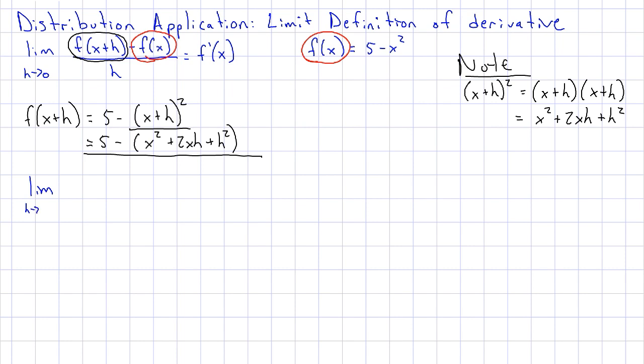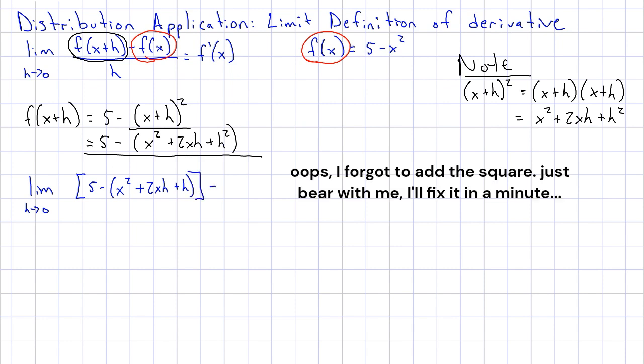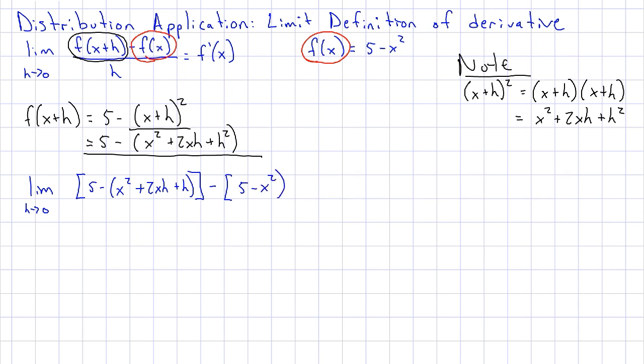Limit as h approaches 0 of this whole thing, 5 minus x squared plus 2xh plus h squared, minus f of x, which is 5 minus x squared. Oops. There should be a square bracket there. All divided by h. So the nature of the limit definition is that you should be able to eliminate this h that's in the denominator. If you get to the end of the problem and you still have an h in the denominator, you weren't able to eliminate it, something went wrong.